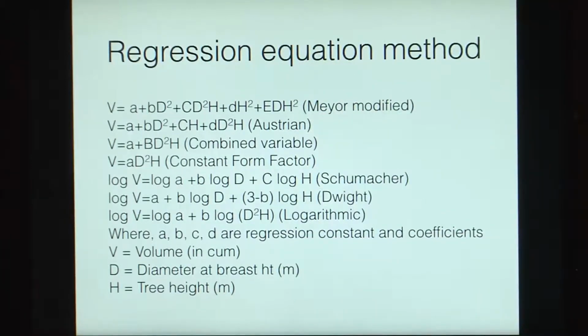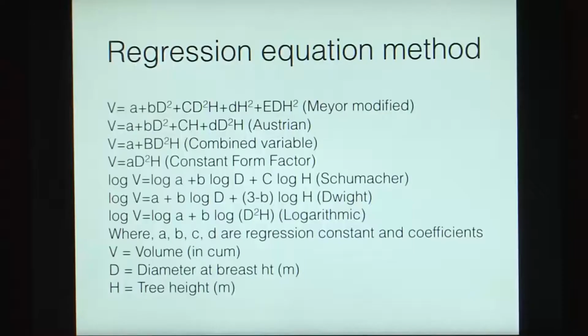So, these are generalized equations and then we are going to try and fit our calculated values from the selected trees to our regression equation to get all these constants. And once we have figured out those constants, then we can derive a volume table using these.